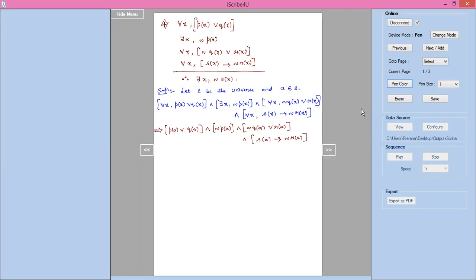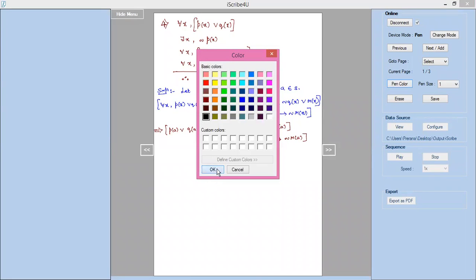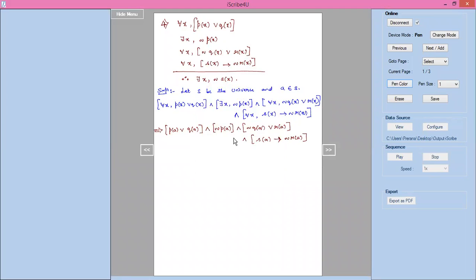Now we observe the first two terms. The first two terms are of the form P or Q and negation P. P or Q and negation P implies Q by the rule of disjunctive syllogism.